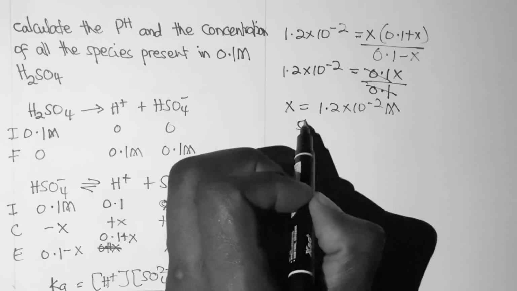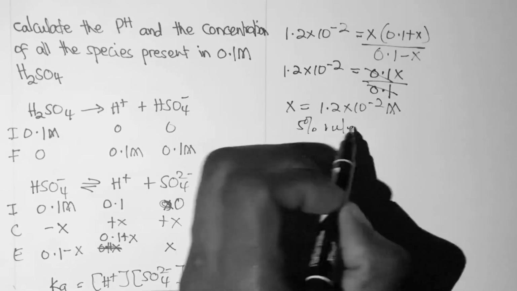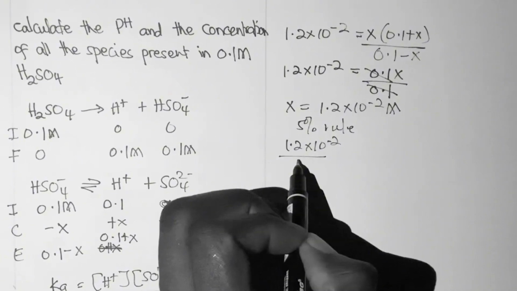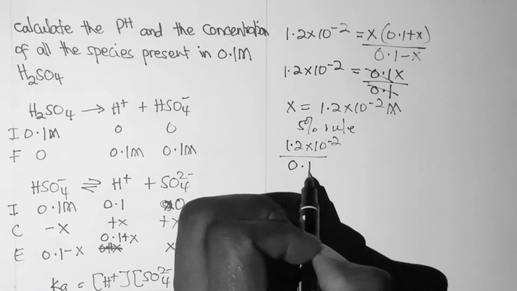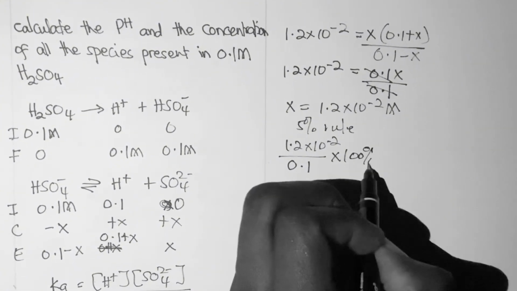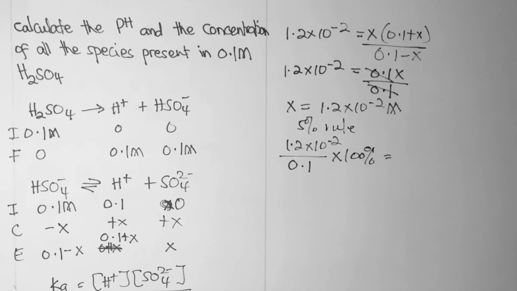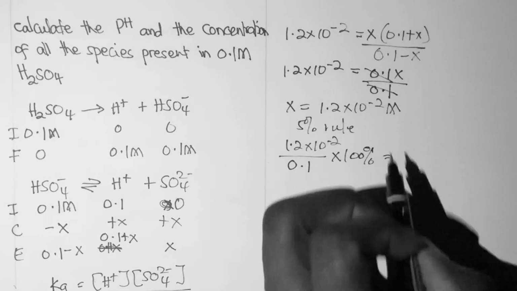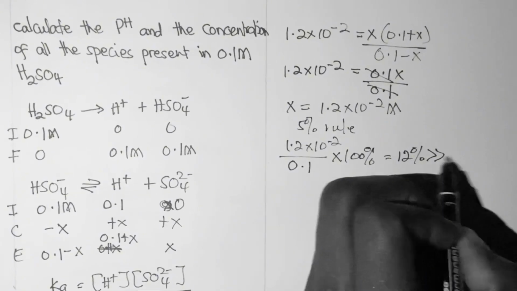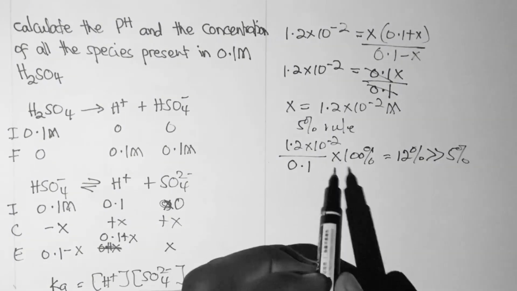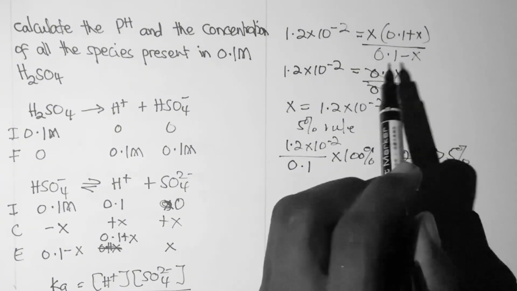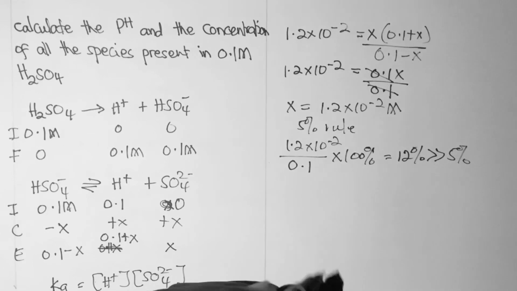Now let's check with the 5% rule. So this is 1.2 times 10 exponent minus 2 divided by the original concentration, which is 0.1, times 100%. And if we do this, we are going to get 12%. Now 12% is far greater than the 5%, and therefore our approximation cannot stand. For that reason, we need to go through the long method to find the value of x.